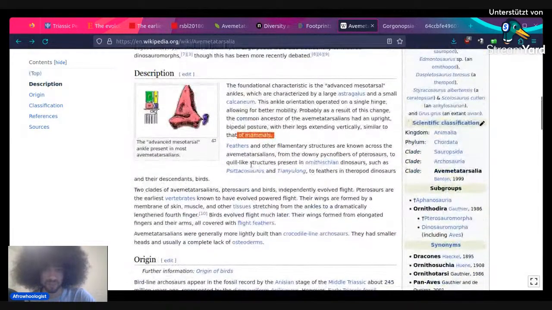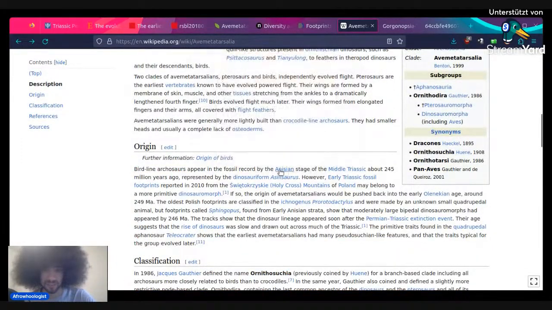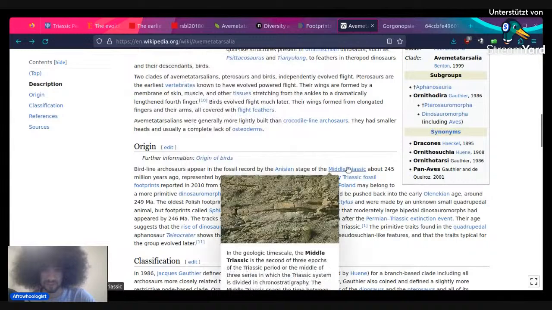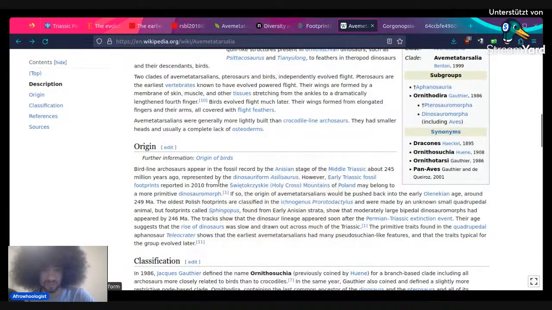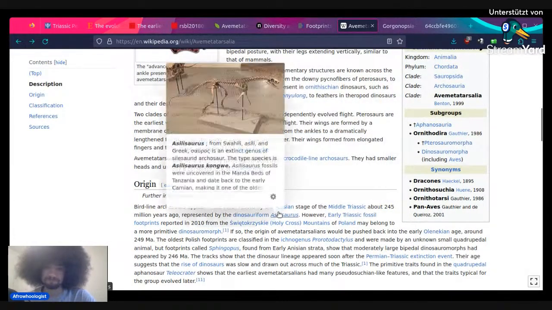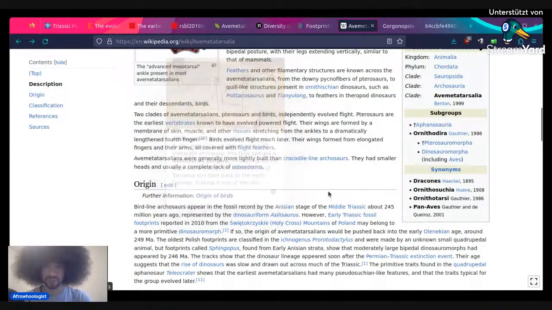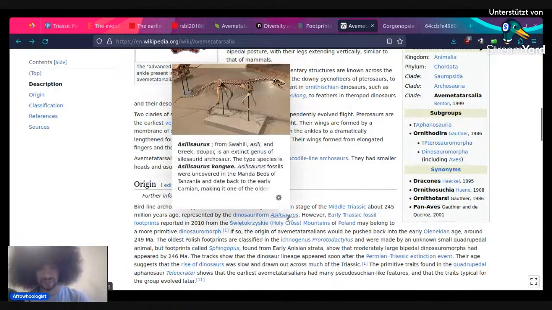So again, we don't know where they came from. Origin: birdline ancestors appear in the Anisian stage of the Middle Triassic about 245 million years ago, represented by the dinosaur form Asilisaurus. I covered Asilisaurus last time. So Asilisaurus, keep in mind, remember this. This is the reason I went to Wikipedia, because this is the first thing people will see. I hate Wikipedia, but this is something I really want to point out, because this is something that I see everywhere. It doesn't matter if it's from Wikipedia, wherever. I'll show you an actual article.